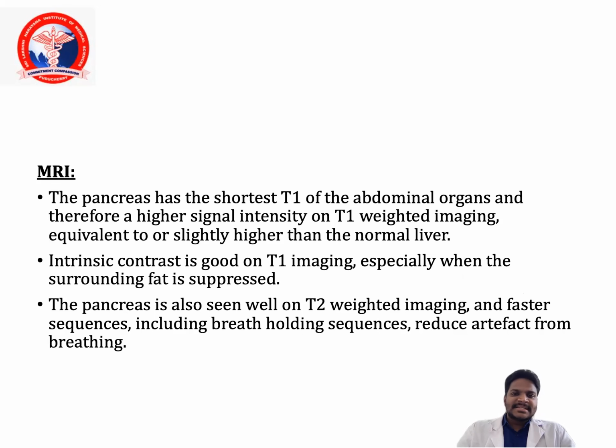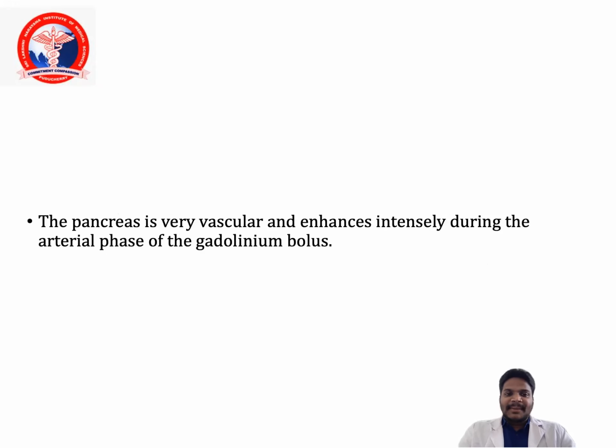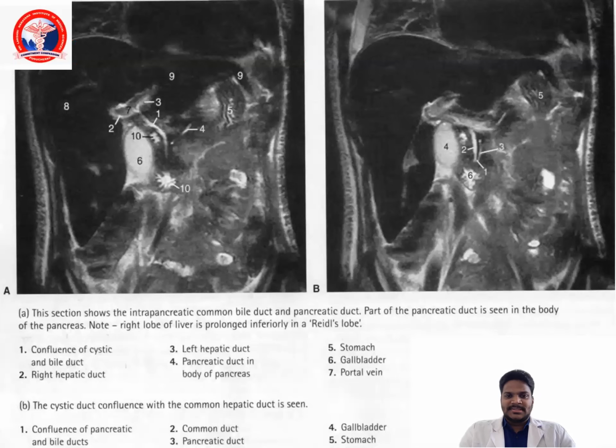The pancreas has the shortest T1 of the abdominal organs and therefore higher signal intensity on T1 will be equivalent or slightly higher than that of the normal liver. Intrinsic contrast is very good on T1 imaging, especially when the surrounding fat has been suppressed. The pancreas is seen well also on T2 and faster sequences, which include breath holding techniques to reduce artifact from breathing. The pancreas is very vascular and enhances intensely during the arterial phase of the gadolinium bolus.